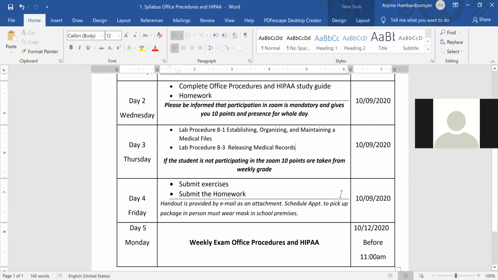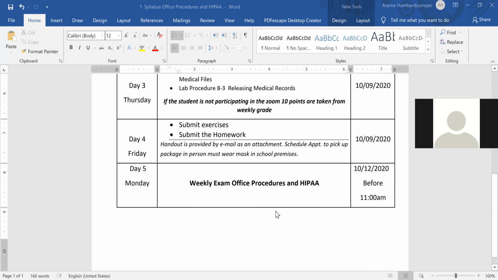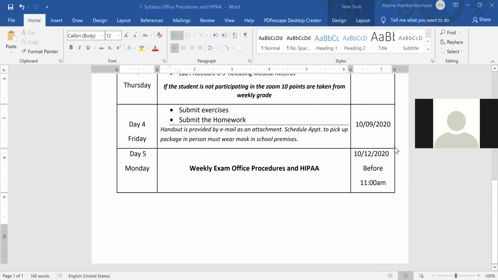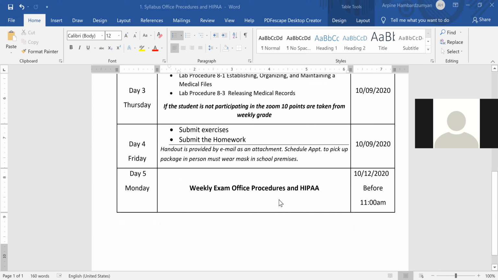After this, on Friday, you are required to submit exercises and homework. I know that the majority of you submit exercises, homework, and even tests after 2 days, once we start the lecture. So you are welcome to submit any day. Just please make sure that it is before the due date, and the due date for the test is Monday.